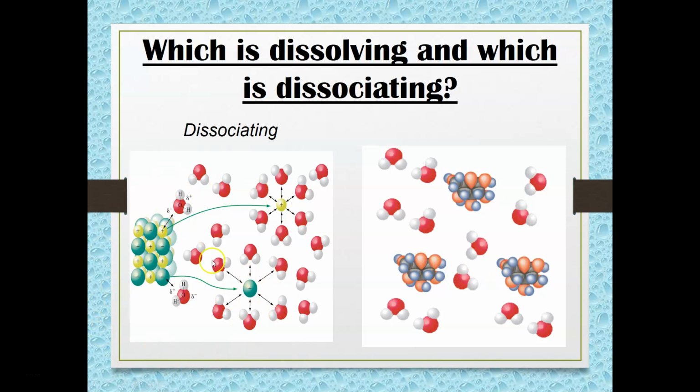So if you look, this is dissociating. I had an ionic substance. The water came in, started getting in the way, pulling off particles. Now I have an anion over here and a cation over here, all surrounded by my solvent. Over here, this is dissolving. This giant covalent molecule is not being broken into ions, is it? It's being pulled away from each other, but it's not being broken into pieces.